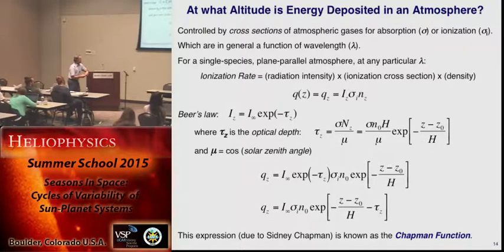Now, we ended up with two exponents because there's an exponent in Beer's law and there's an exponent in the law of atmospheres. So now we have these embedded exponents and we can collect them and have this thing that says the ionization rate at any altitude is I sigma n e to the change of altitude over h minus tau. And so this is the Chapman function.